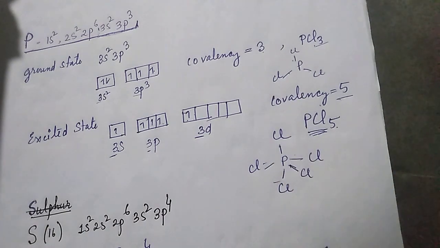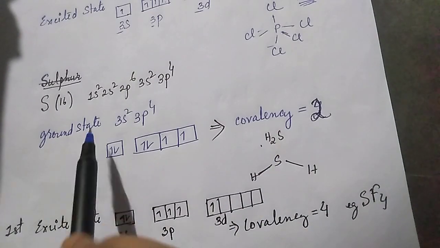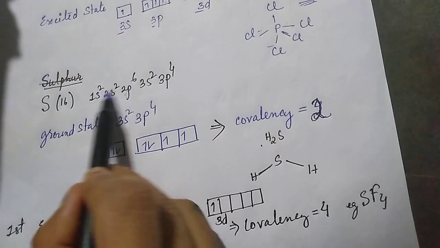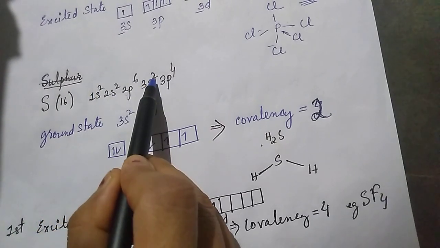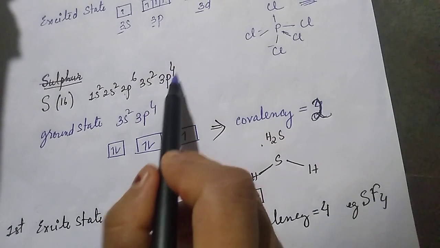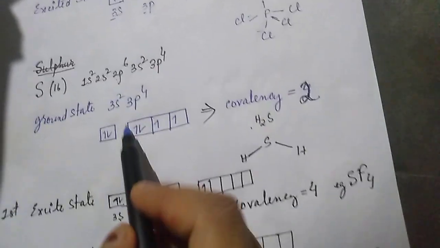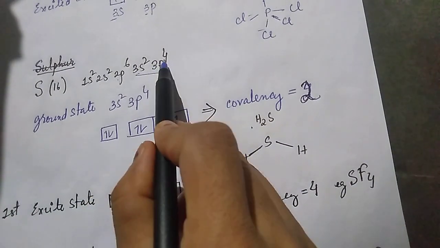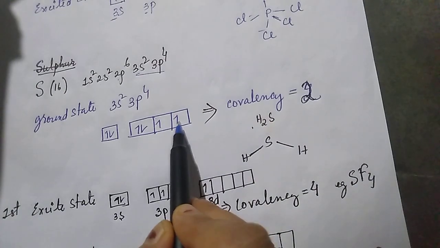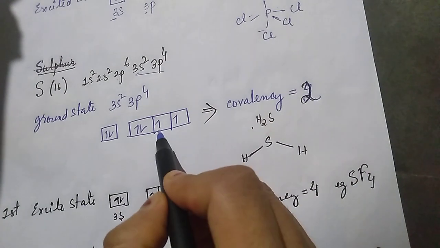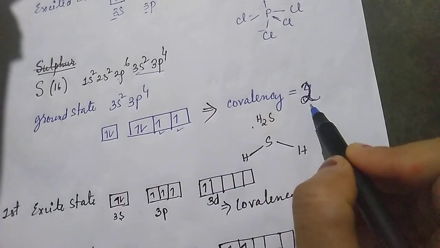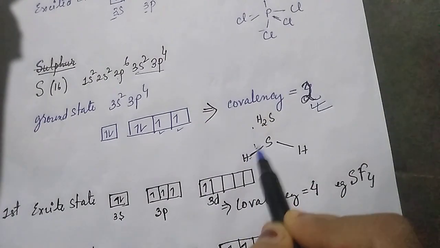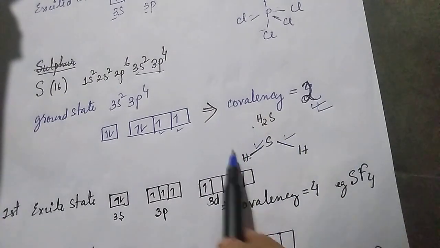So covalency is 5. Now let's take the case of sulfur. The electronic configuration is shown here: 1s2, 2s2, 2p6, up to here it is 10, then 3s2, 3p4, that is 16. So the ground state is what? We have taken the outermost. In the 3s, 2 electrons are present. In the 3p, 4 electrons are present. How many unpaired electrons? 1 2. So we have covalency 2. And the compound is H2S, 2 bonds are here, so 2 covalency.